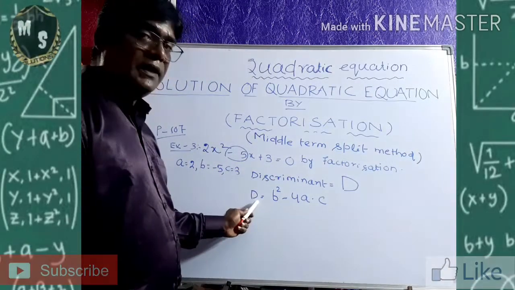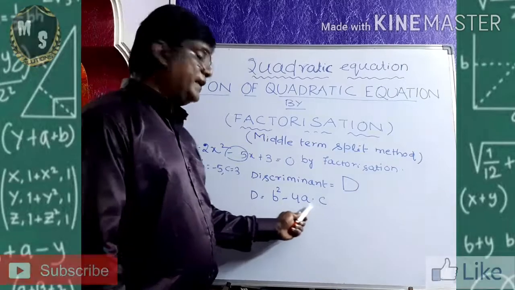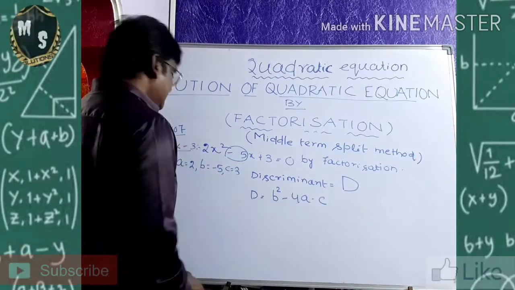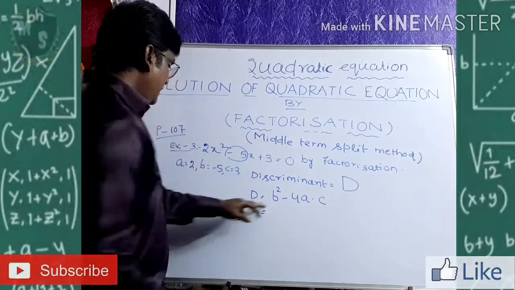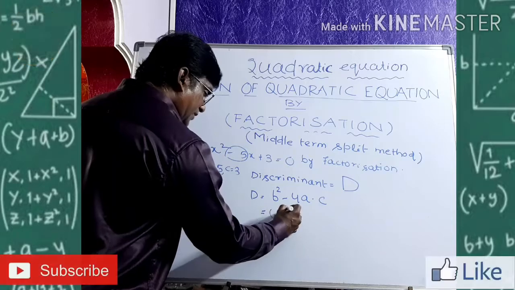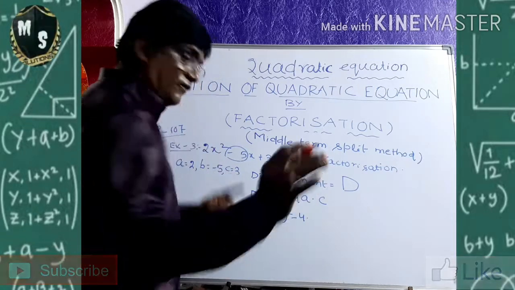Okay. So what is the discriminant? D. What is D? That is B square minus 4 into A into C. Very easy formula. B square minus 4AC. See now, put it here. What is your B? Minus 5 square. Do it like this. Do it very clearly. Don't do it in rough.